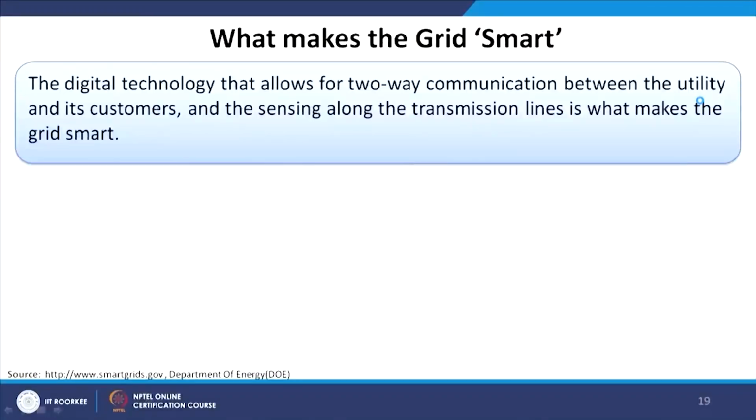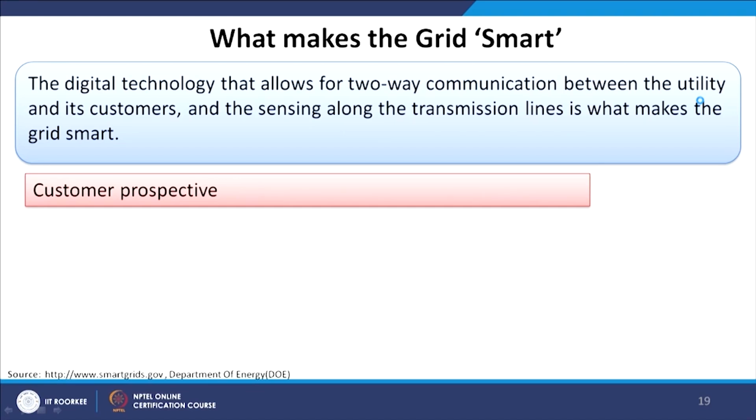But what do we understand, because this is anyway a grid. So, the question is, are we currently operating an energy grid which is not smart enough, or what do you understand by smart grid, or what makes a grid smart? The digital technology that allows for two-way communication between the utility and its customers, and the sensing along the transmission lines is what makes the grid smart.